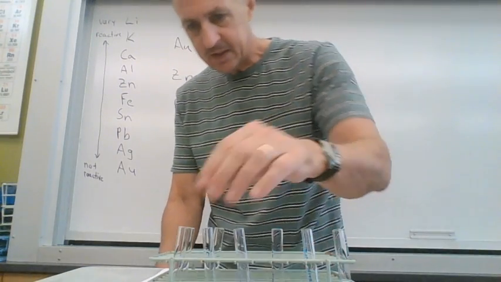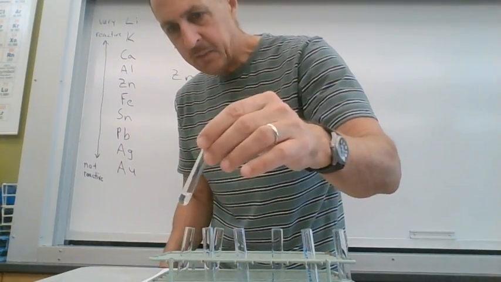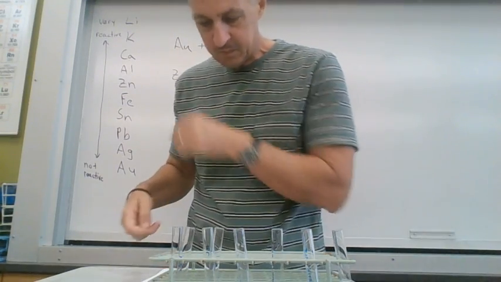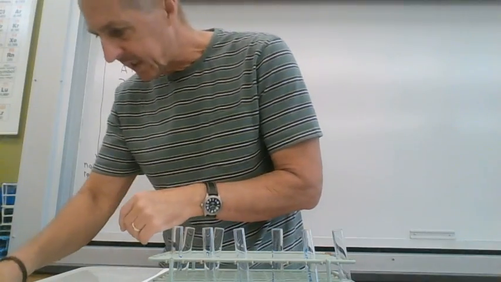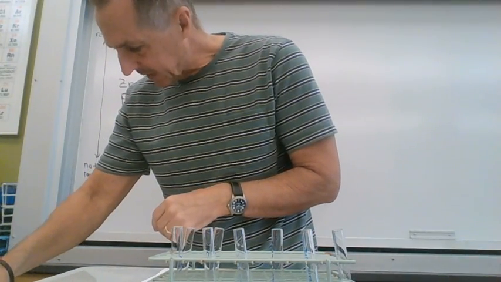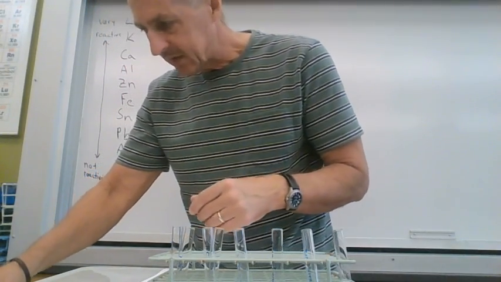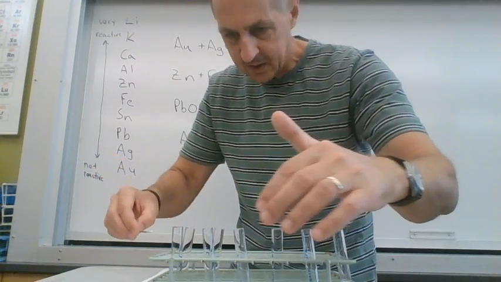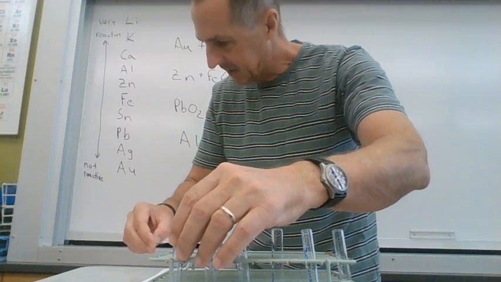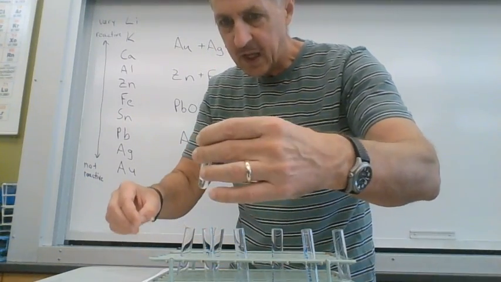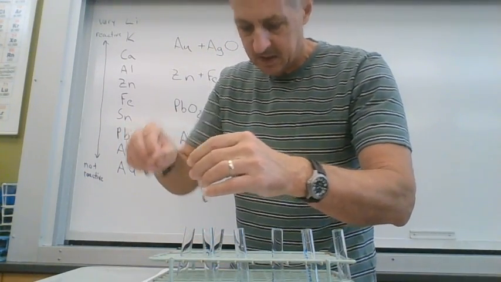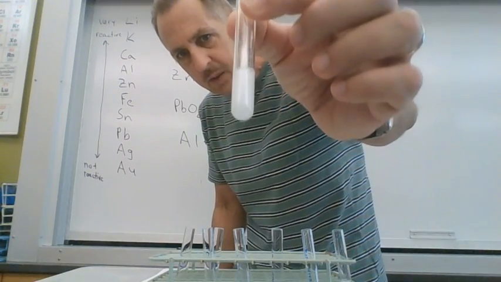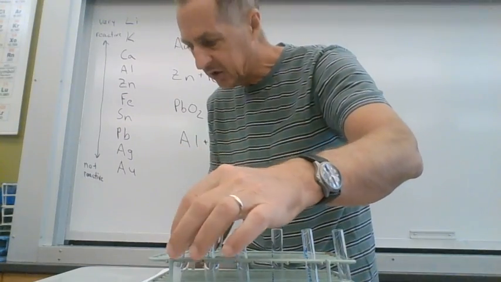Then we have another test tube with hydrochloric acid, and we're going to add some zinc to that hydrochloric acid. Sorry, it's hard to talk while you're trying to do this. Here is the hydrochloric acid, and we added our zinc to it, and you can see it's bubbling vigorously, so we have a reaction there.